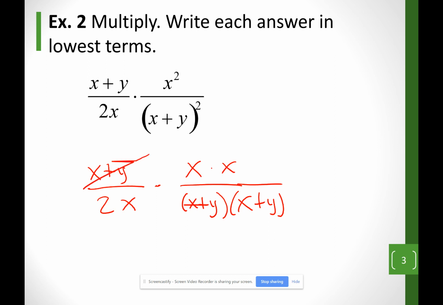So this x plus y with this x plus y cancel out. This x with this x, common factors. So on the top, I have an x by itself. At the bottom, I have a 2 times x plus y.